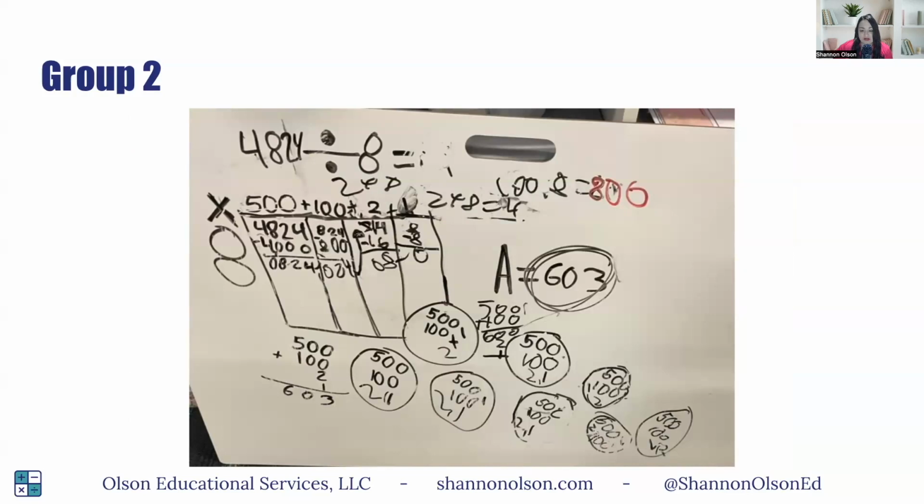So this is their work. You can see they attempted an area model first and then went back and tried an equal groups model. Let's go ahead and look at their thinking. And again, we're looking for the evidence of their thinking. What do we notice they understand? What are we wondering about what they understand?